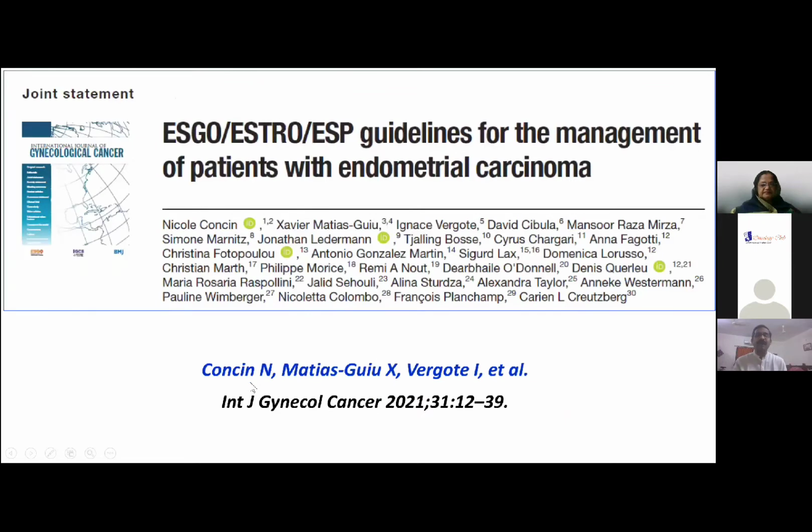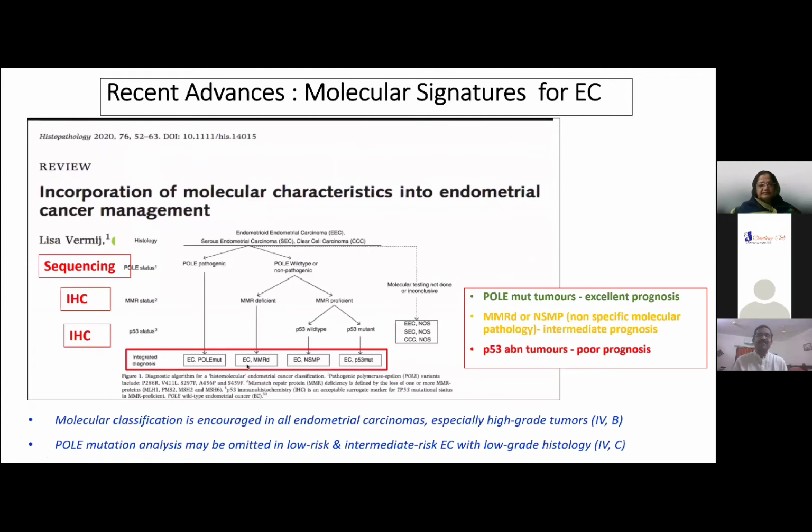However, for this talk, I would like to highlight the latest guidelines from the Gynae-Oncology Society, Radiation Oncology, and Pathology Society from Europe for the management of patients with endometrial cancer, which came in 2021. The highlight of these guidelines is that in the recent past, molecular signatures have been incorporated for endometrial cancers. As Dr. Bafram mentioned earlier, 4 distinct groups of endometrial cancers can be classified according to the molecular characteristics. These molecular markers are the POLE status, then the mismatch repair deficiency or non-specific molecular profile, and last is the P53 status.